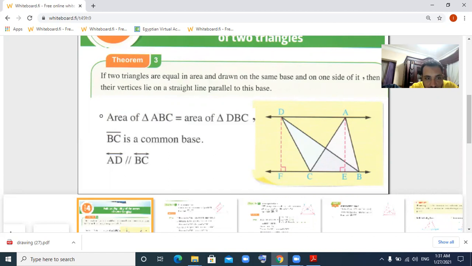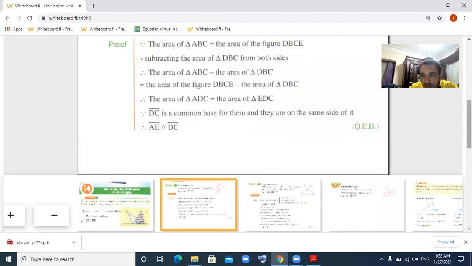If you see that the area of the triangle ABC equals the area of the second triangle BCD, they are equal in area in the given, and they have a common base BC, and the two vertices of the two triangles are on a line opposite to this base, then you can deduce that the two lines are parallel.